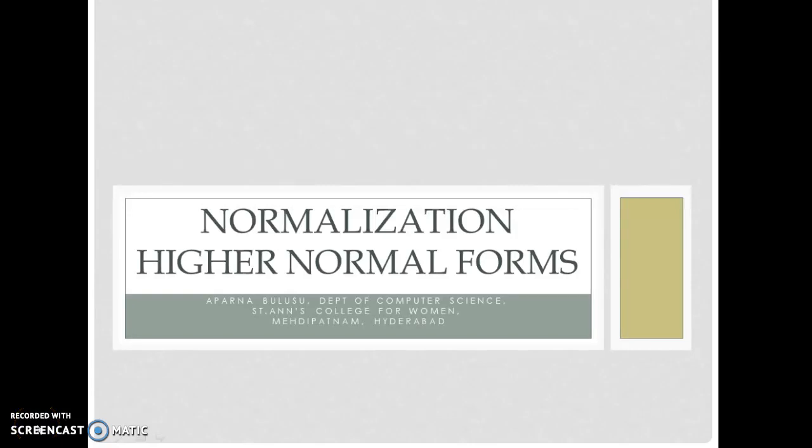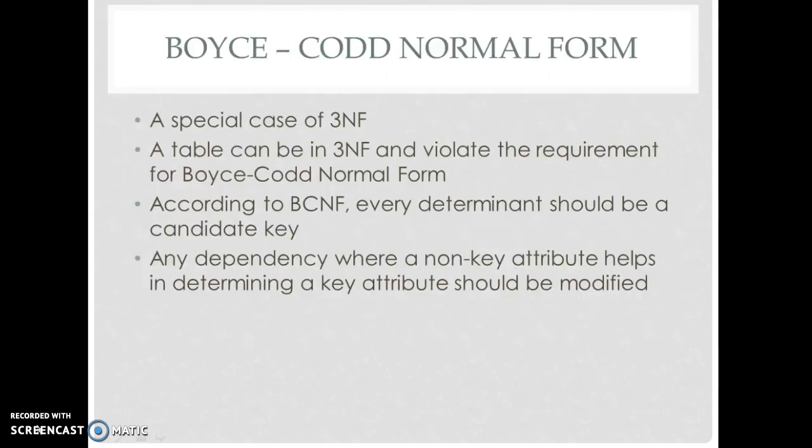Hello everyone. In this video, we'll cover Boyce Codd Normal Form and also go over the basics of higher order normal forms, that is fourth and fifth level of normalization. Boyce Codd Normal Form is usually referred to as a special case of the third level of normalization, and it is very probable that a table could already be in 3NF, that is, it doesn't have any transitive dependencies but still violate the requirement for a Boyce Codd Normal Form.